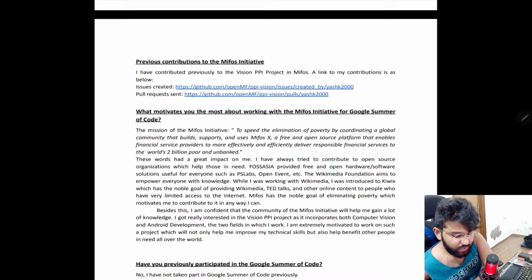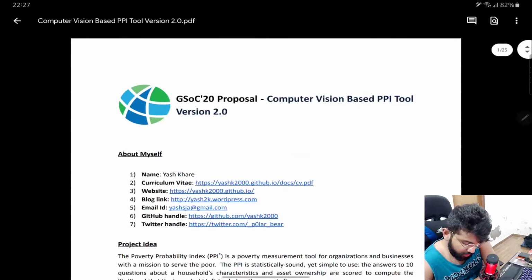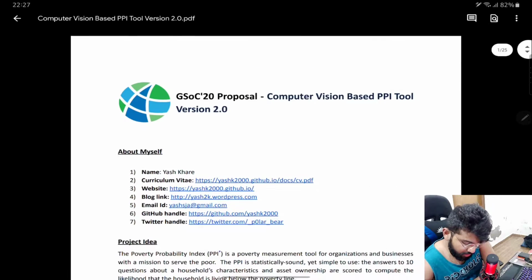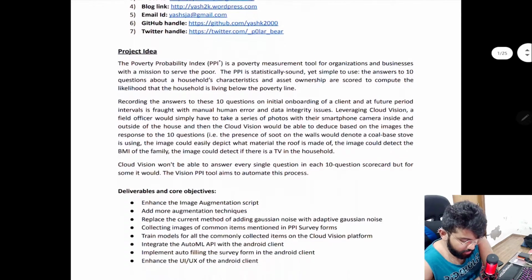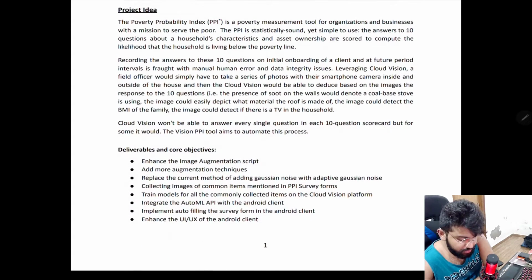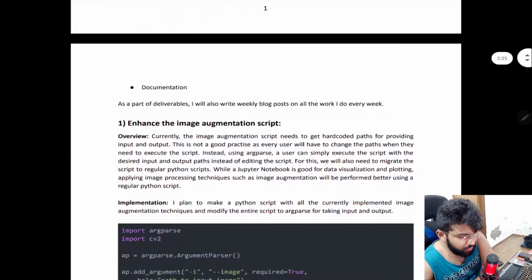So this proposal has been submitted to us by Yash Khare, and this was selected for the MIFOS organization. And in this, he has started with the project idea right from the start. He has mentioned the deliverables right here. Okay, now he has started mentioning about the challenges that he'll be working on.